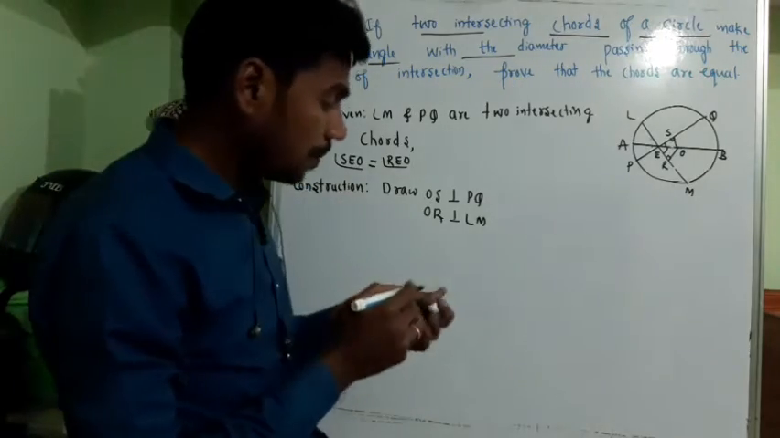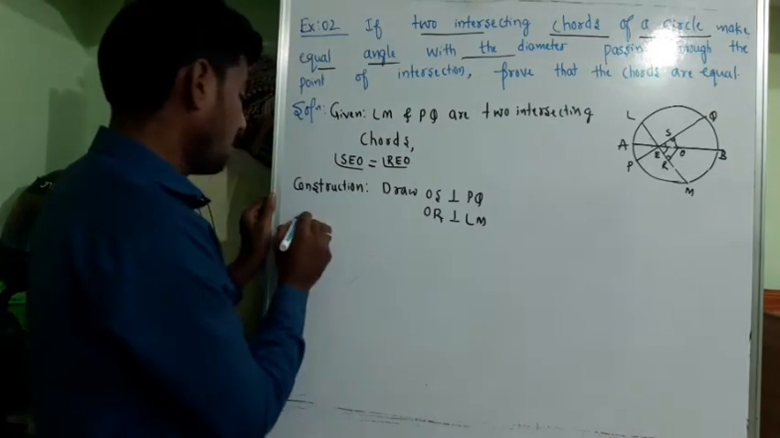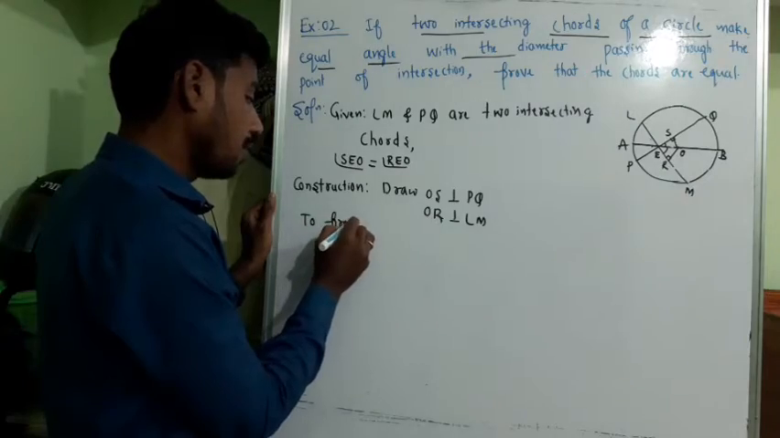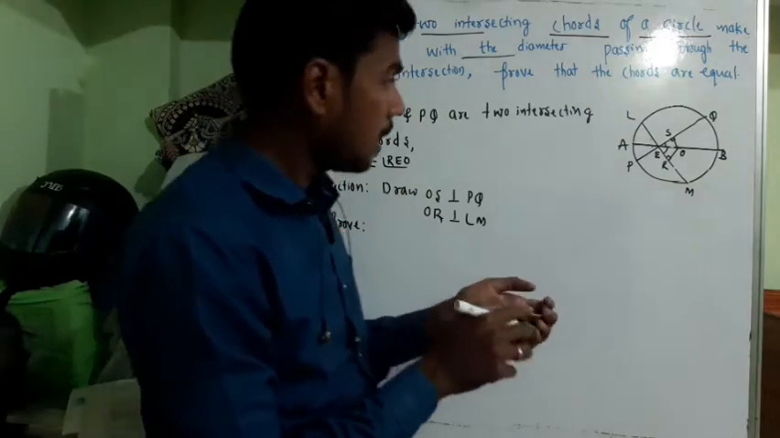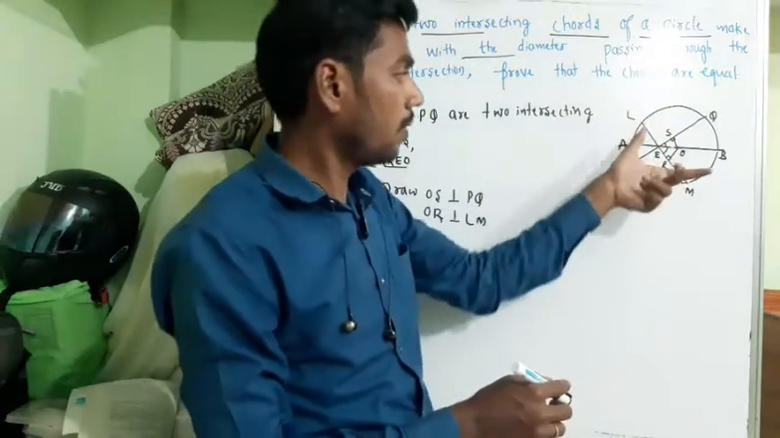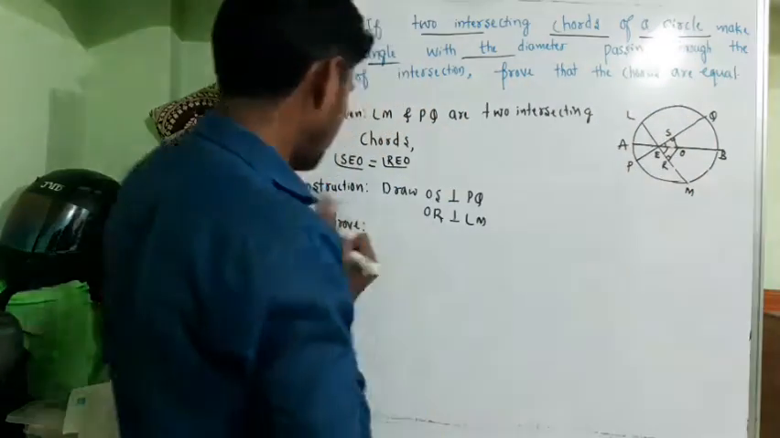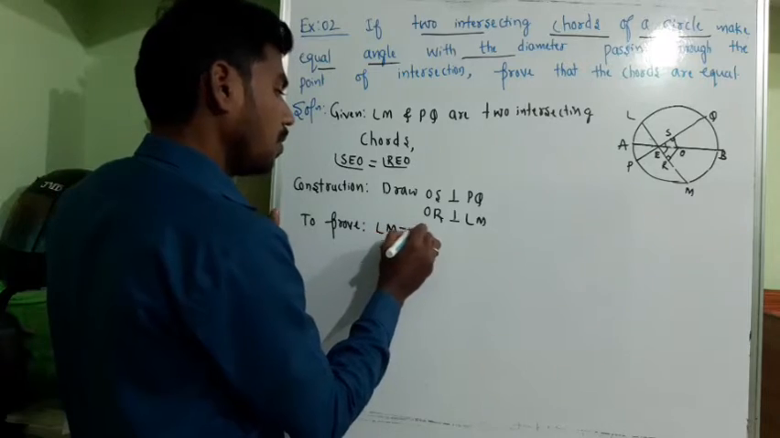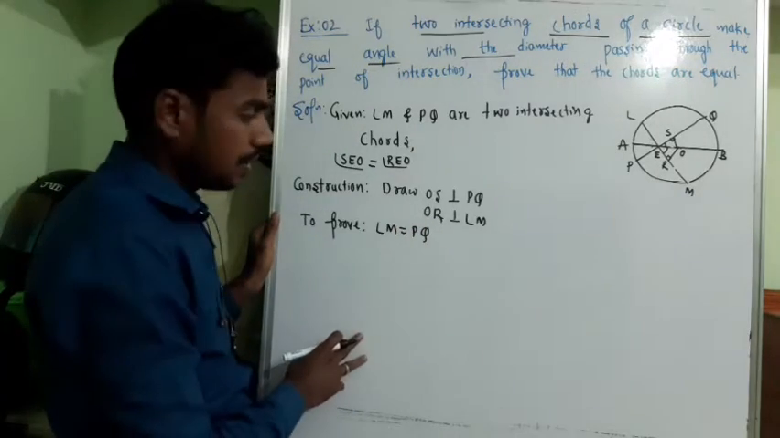We need to prove that LM is equal to PQ. Prove that the chords are equal. We need to prove LM is equal to PQ. Those two are the chords. Now, proof.